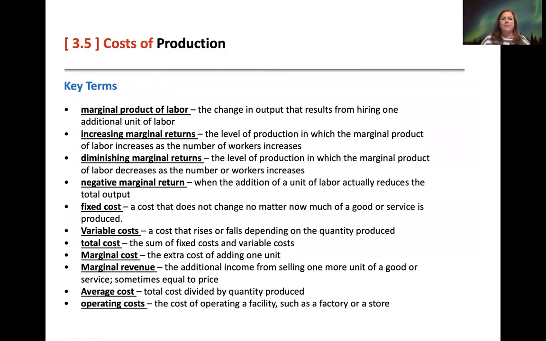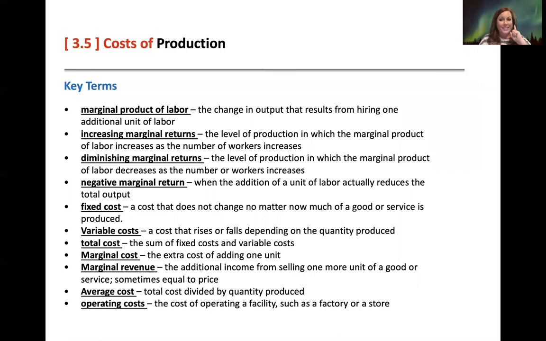So when you have a business and you're selling a good, you want your revenue to be greater than your cost because that's where you make profit. So we have to look at cost of production and marginal product of labor.